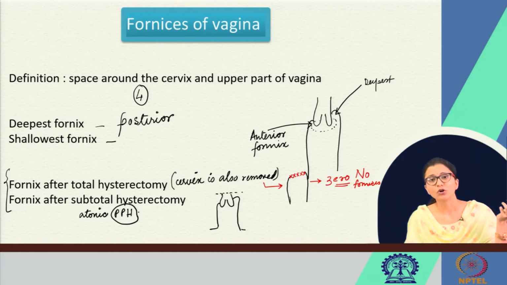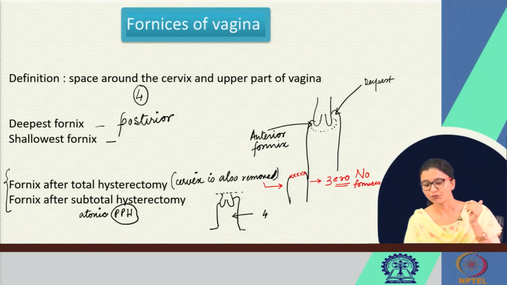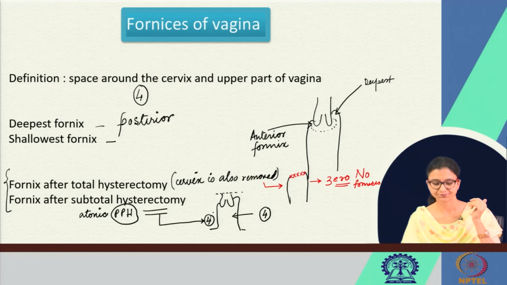Then we go for the hysterectomy, obstetric hysterectomy, as a last resort, where we remove the uterus, but because bleeding is from the uterus and not from the cervix, and to minimize the time of operation, the cervix is kept in situ. In that case, the number of fornices is 4. After subtotal hysterectomy, the number of fornices is 4.